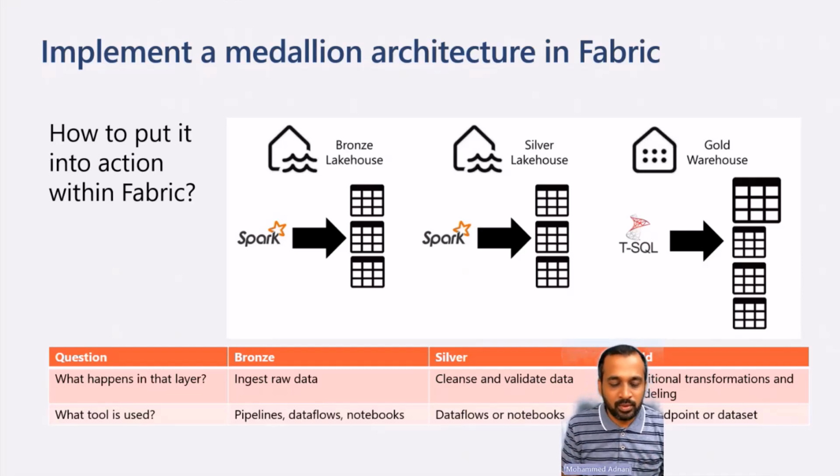Anyway, if you look at this, what happens in each layer? The bronze ingests the raw data. What tools can you use? You can use pipelines, Dataflow Gen2, and also notebooks. In the silver, you cleanse and validate the data, where you can use dataflows and notebooks. In the gold, we have additional transformation and modeling, where you can use SQL endpoints, datasets, or again Dataflow Gen2 or notebooks to build further on that. Like in the image, we have a lakehouse for bronze and silver, but for the gold we have a warehouse. That's why we can customize based on our business needs.